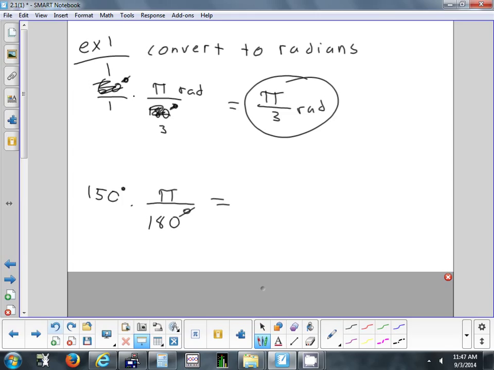So degrees in the bottom, degrees in the top. Cancels out. We could cross the zeros off. And what number goes into 15 and 18? 3. 5, 6. So the answer is 5 pi over 6. Radians is automatically assumed. You don't have to write RAD.